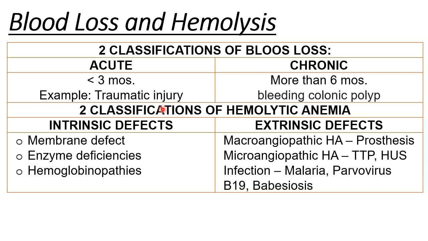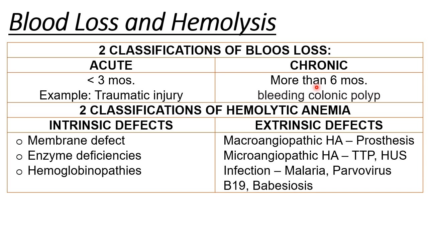Ano ibig sabihin ng traumatic injuries? Yan yung mga physical injury. Okay? Example dyan, yung mga nasaksak, yung mga victims of motor vehicular crashes, okay? Physical injury ang pinag-uusapan natin dito, okay? Chronic blood loss naman takes for more than 6 months, no? Imagine niyo for more than 6 months naglalabas kayo ng blood or nag-lose kayo ng blood, okay? So talagang magpo-form kayo ng anemia out of these conditions.